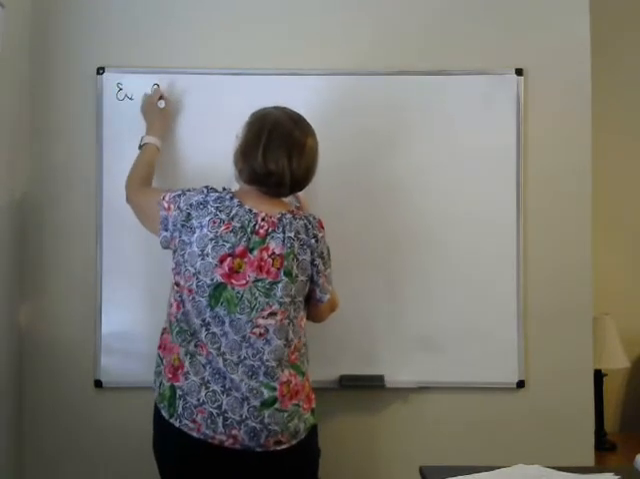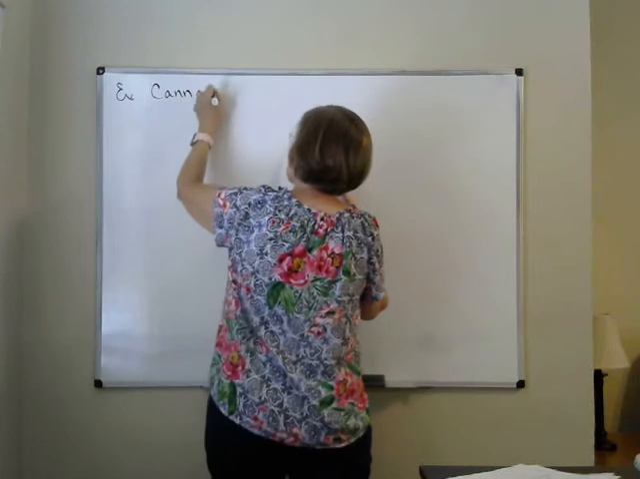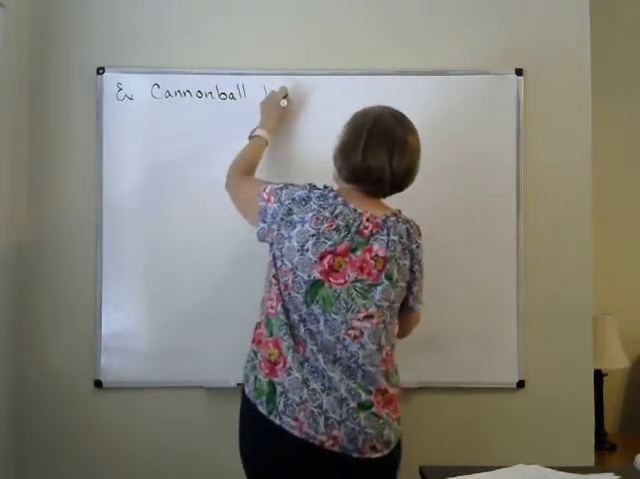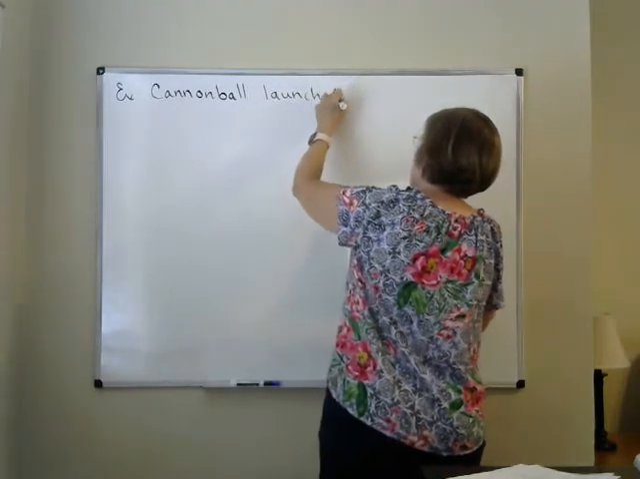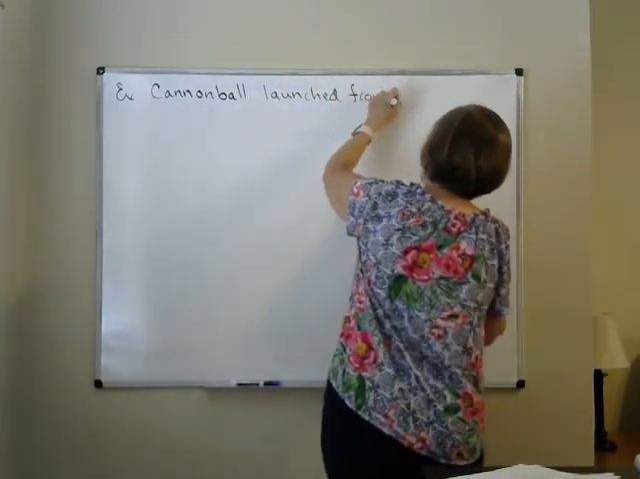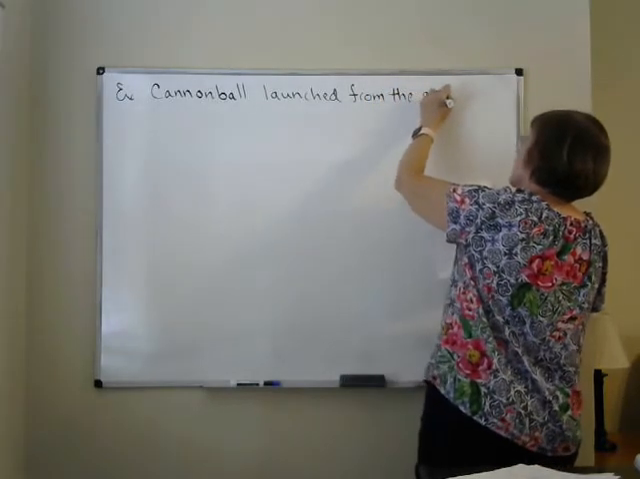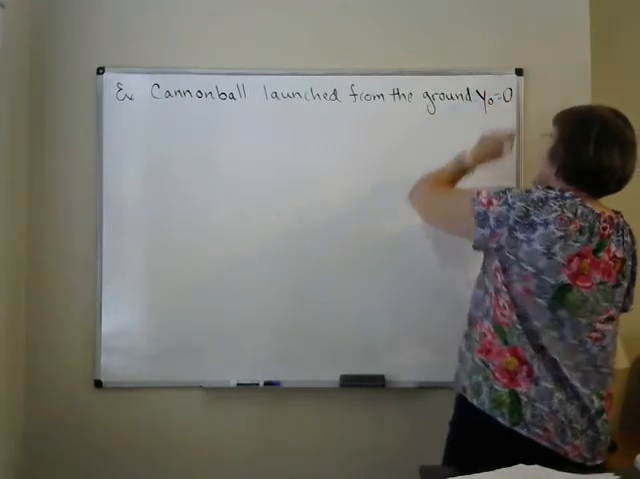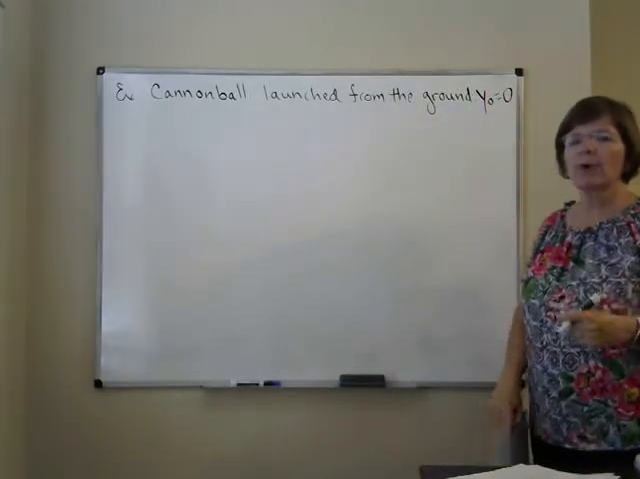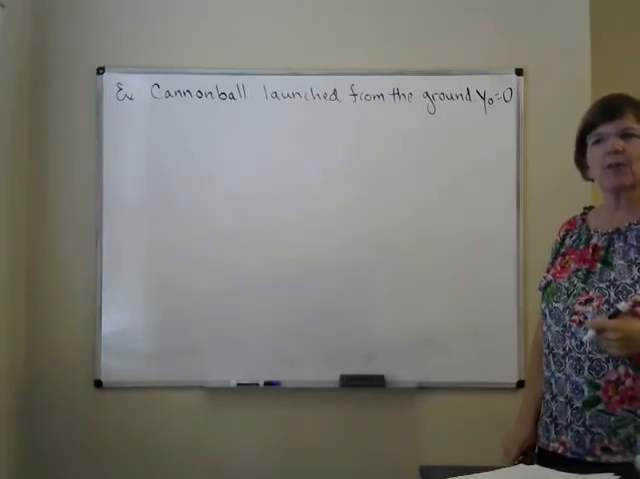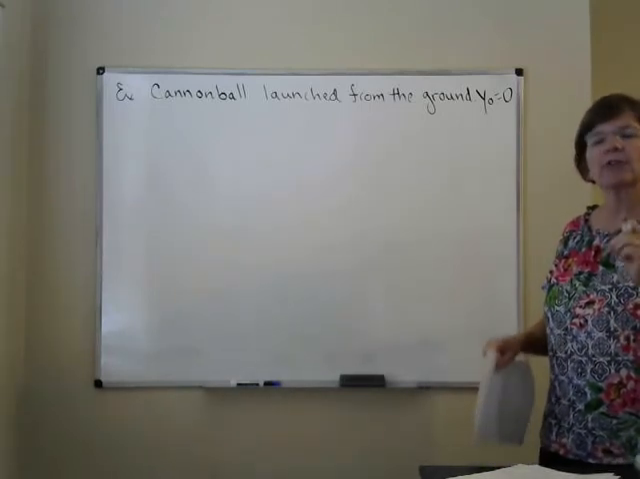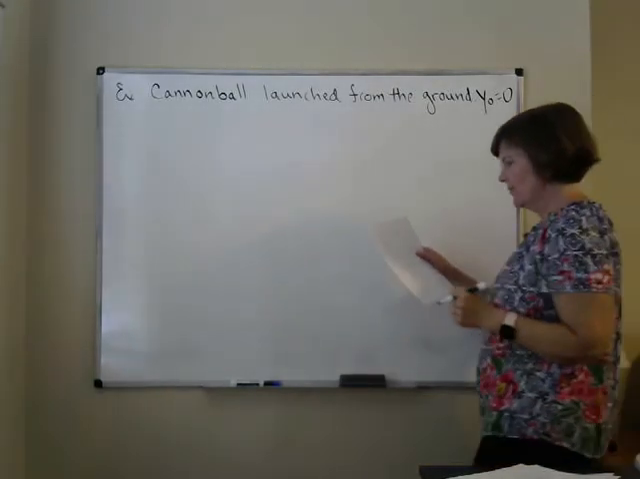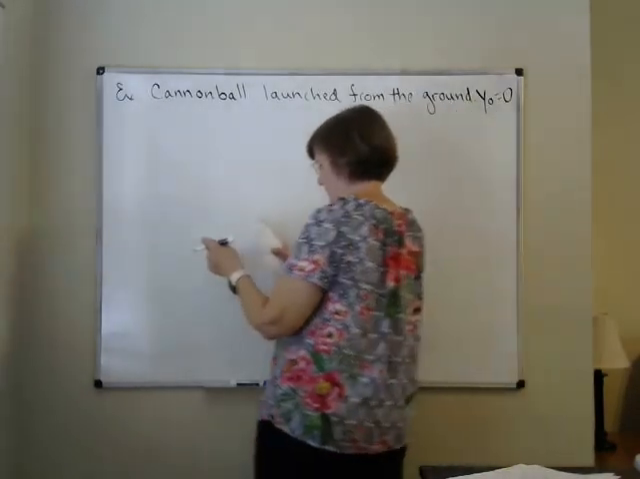So we've got a cannonball. Launched from the ground. In other words, y0 equals 0. I don't really know how you launch a cannonball from the ground. It's easier if we kick a football from the ground. But we're going to assume that we have an underground cannon. So only the barrel's sticking up out of the ground so we can launch it from the ground height.